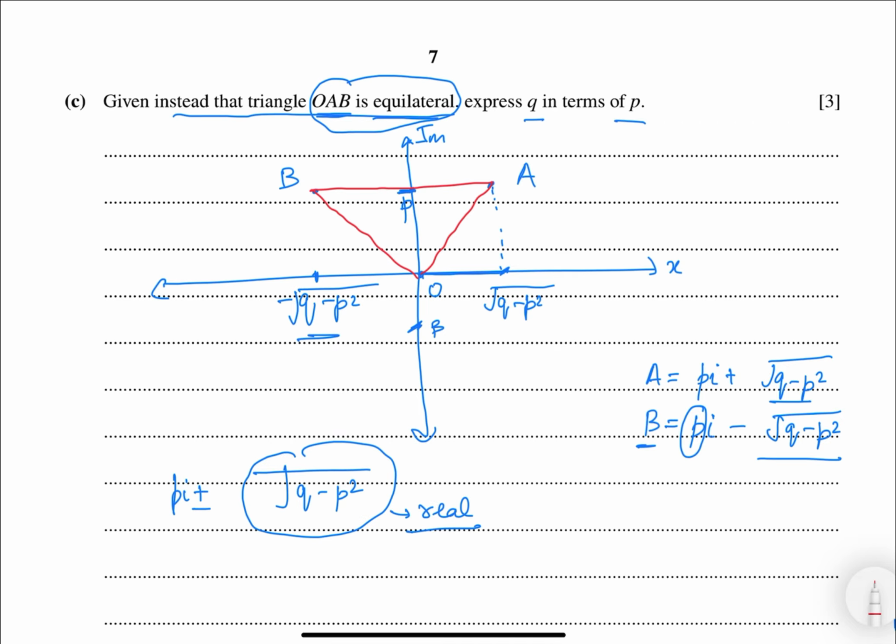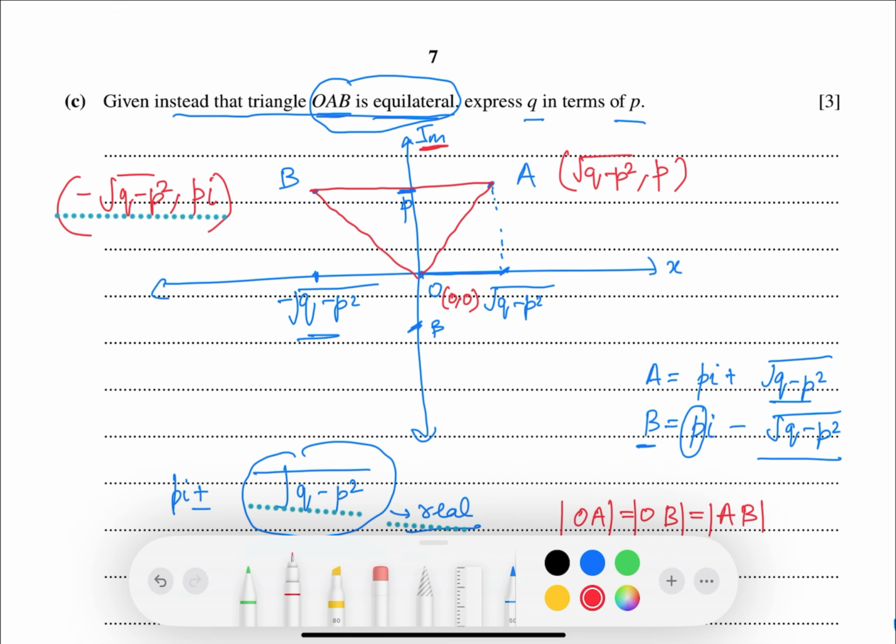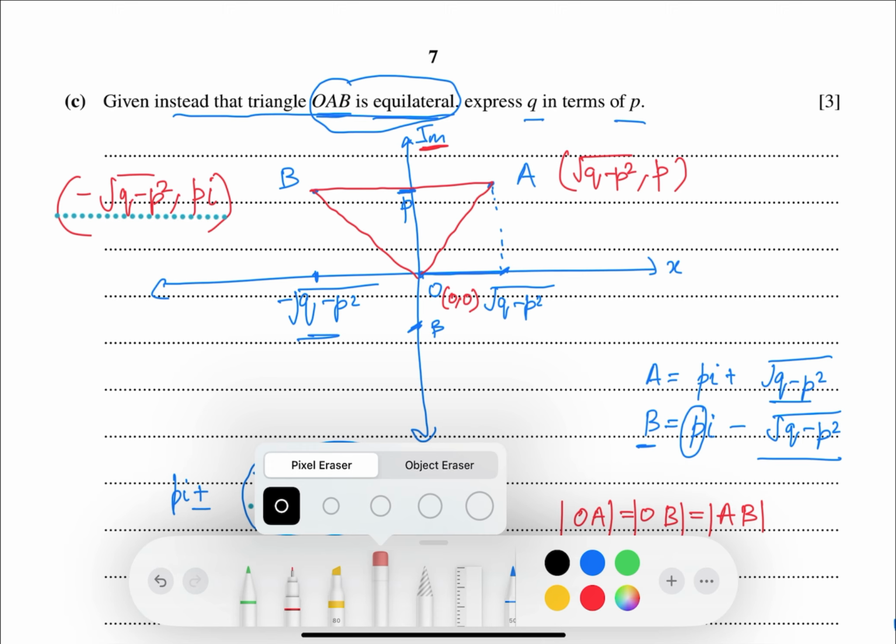They are saying that it is an equilateral triangle. So we know OA equals OB equals AB, the magnitude I am talking about. Let's mark the points. Origin is (0, 0). A point is (square root of q minus p square, p). And B point is (negative square root of q minus p square, p). Don't put iota here. The common mistake you make is putting iota here. It is already given that this is the imaginary axis, so you don't need to put iota. Alright, let me erase it.